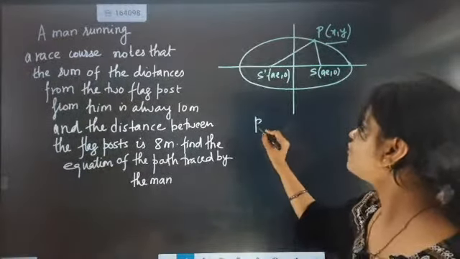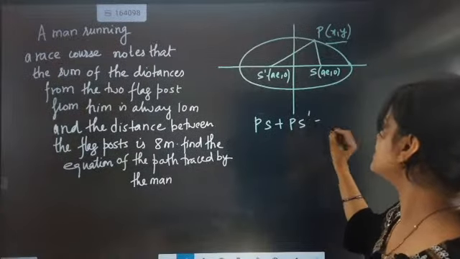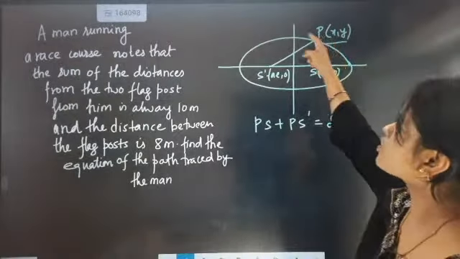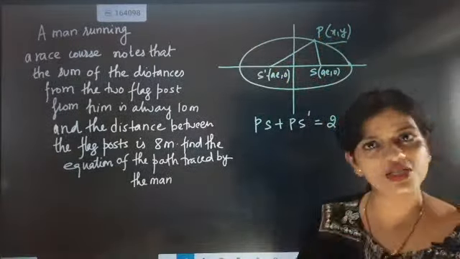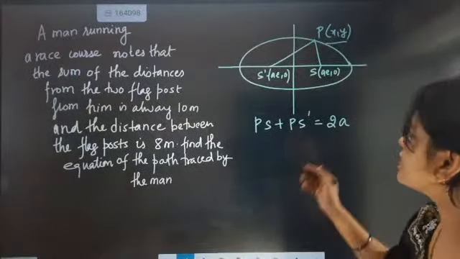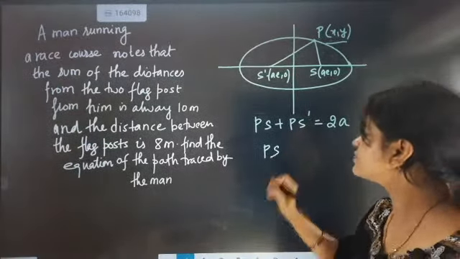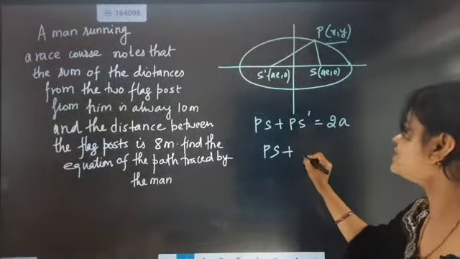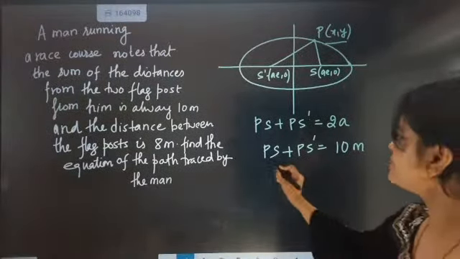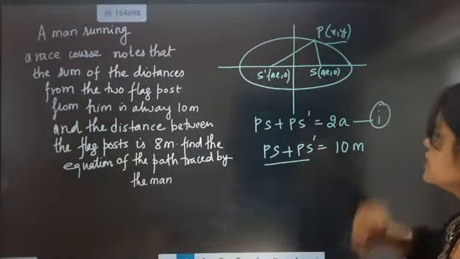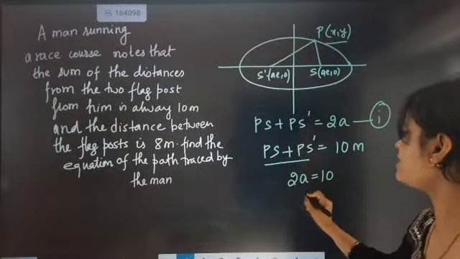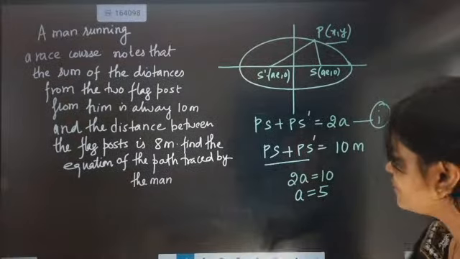So we know that the focal distance sum will always be equal to twice the major axis, and they have given that it is always fixed. The sum of the distances from these two fixed points is always 10 meters. That means the distance is exactly given as 10 meters. We know this equation, so instead of writing PS + PS', it becomes 2a = 10. So a is coming as 5. So one thing we got: a.